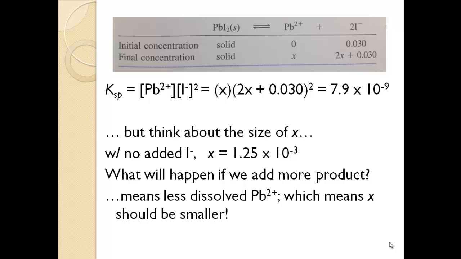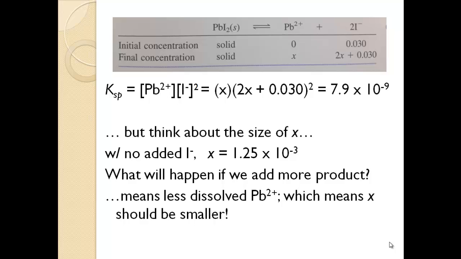So now we bring that down here to the equation of equilibrium, and you see that it looks kind of ugly. So what we have to do, and this goes for mostly the problems that you're going to be doing, it's going to be the same sort of story. You have to think about the size of X. Remember that X was 1.25 times 10 to the negative 3 when we didn't add any iodide. That was the problem before. It was really small. It was 0.00125, right?